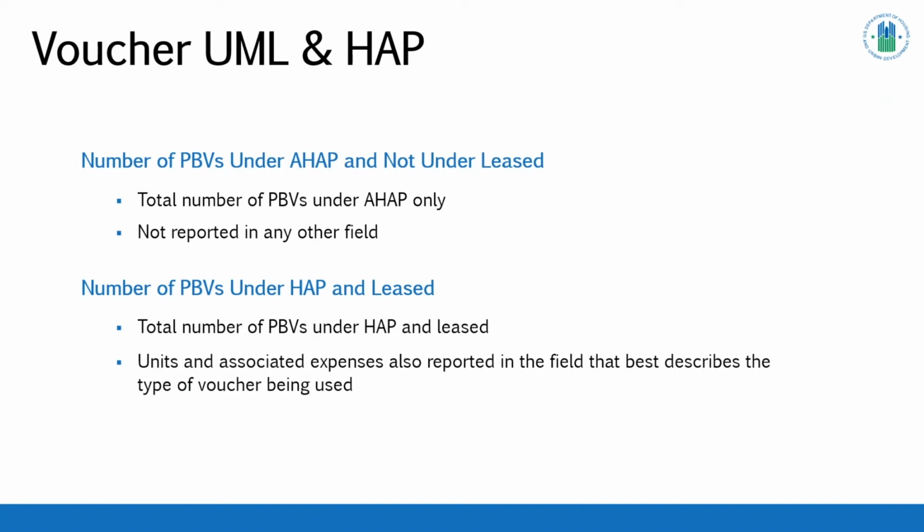Number of project-based vouchers, PBVs, under HAP and leased. This represents the total number of PBVs under HAP and leased. These units are associated in the field that best describes the type of voucher being used. For an example, if the housing authority has 50 tenant protection vouchers and 20 of them are project-based, we're going to report those 50 tenant protection vouchers that are leased under TPVs, and we're also going to report those 20 that are project-based under number of PBVs under HAP and leased.